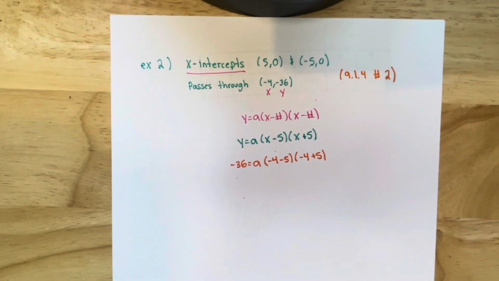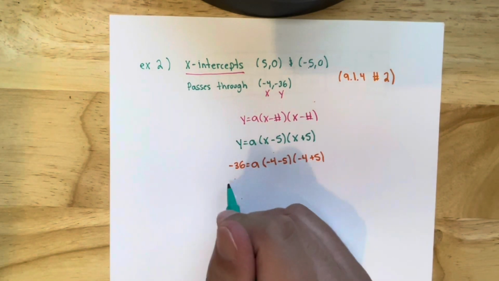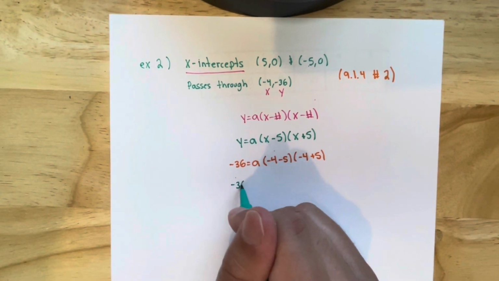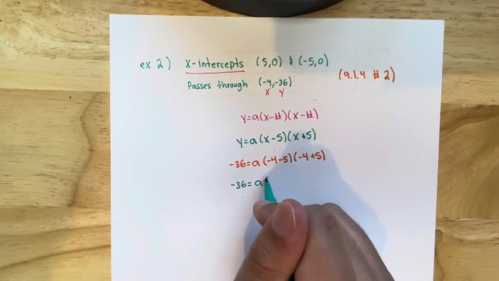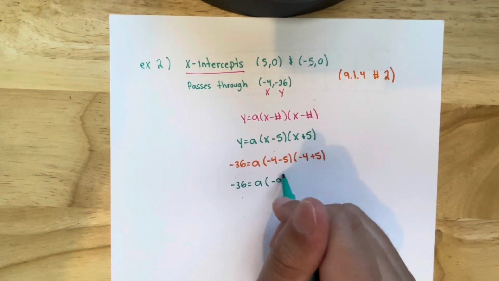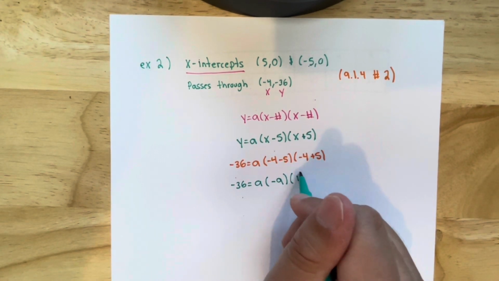Now, if I do this correctly, I should have every single letter taken care of, and I should only be left with one letter, which is a, the letter that we're solving for. So I'm going to go ahead and do some basic math. Negative 36 on the left side, the a drops down. Negative 4 minus 5 is negative 9. Negative 4 plus 5 is positive 1.